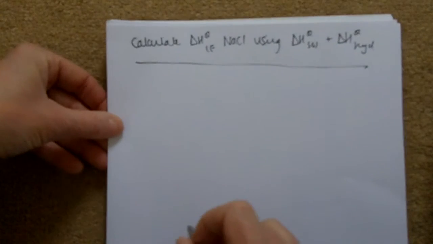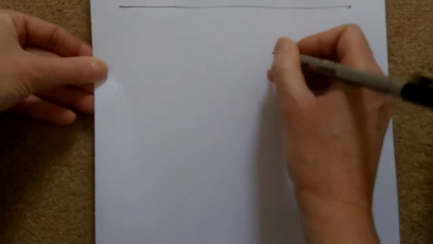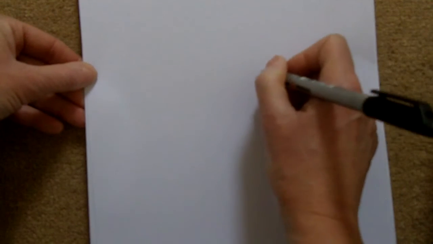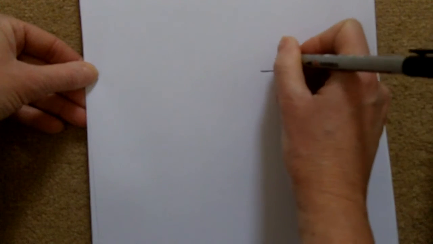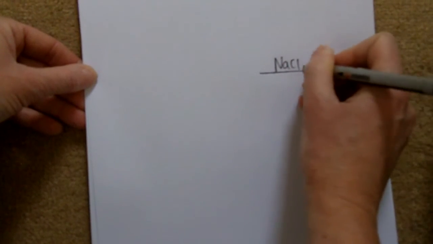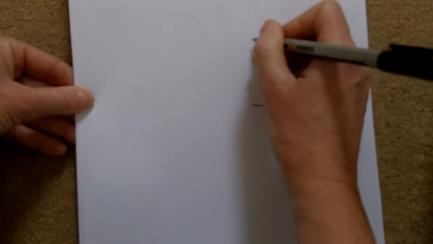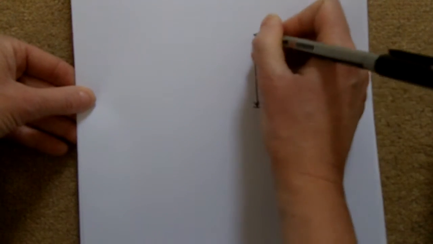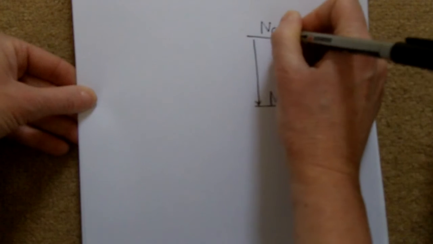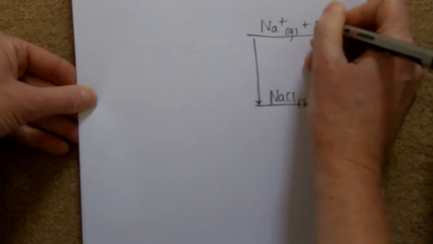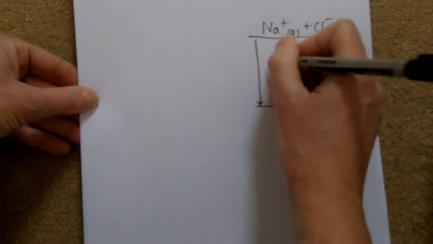All right, so what I'm going to do is I'm going to show lattice enthalpy. So I'm going to draw it a bit way down here. So I'm going to do sodium chloride. So we're going to form 1 mole of an ionic compound. We're going to form it from its ions in the gaseous state, and that is lattice enthalpy.